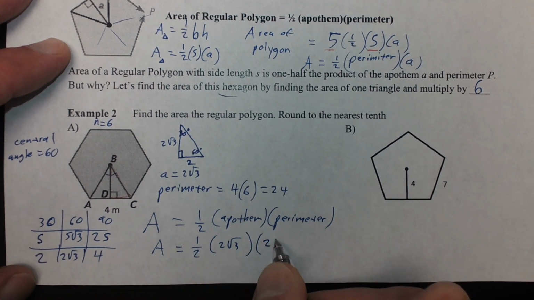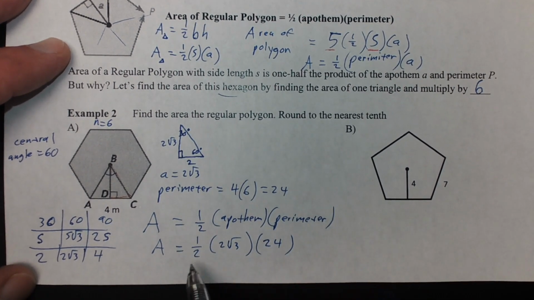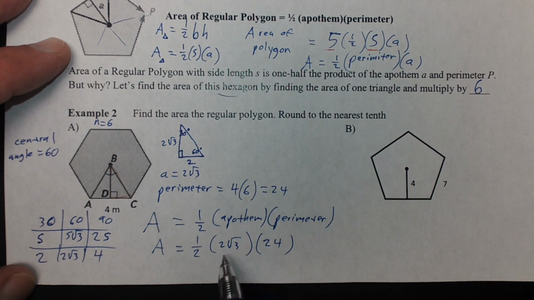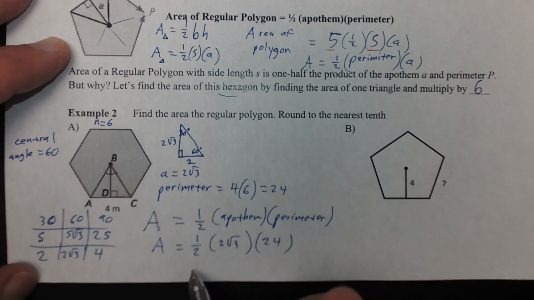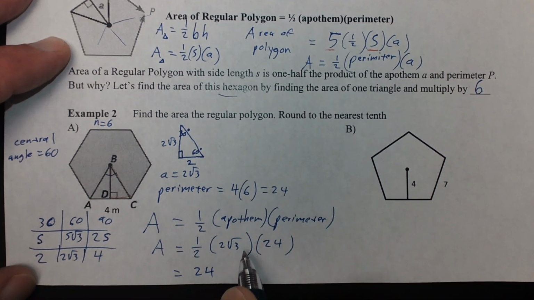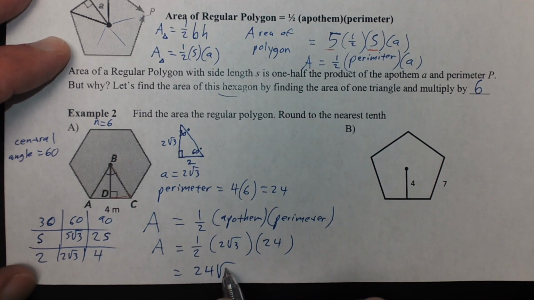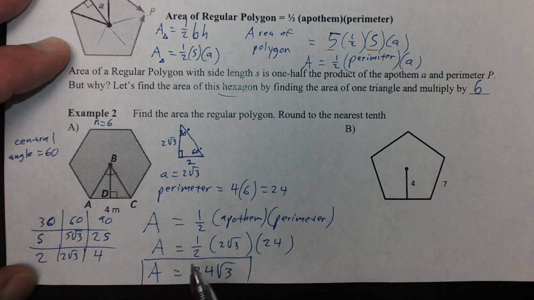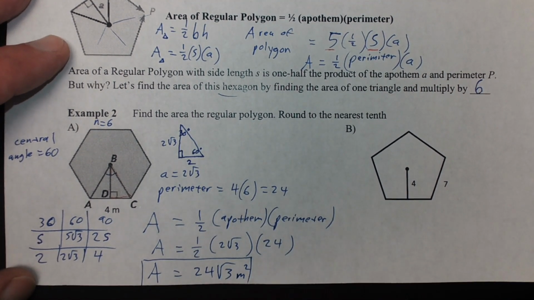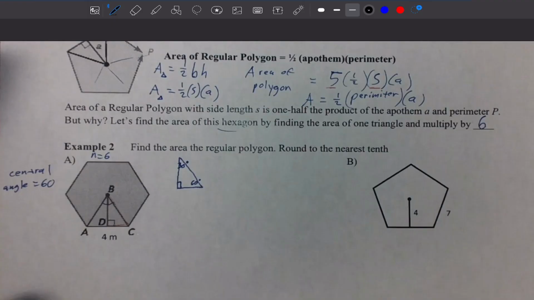The perimeter we just said is 24. So it's a matter of multiplying all that out, and you can do that however you want. I'm going to do 1/2 times 2 is 1. 1 times 24 is 24. And then root 3 was still being multiplied. So our area is really 24 root 3. And we were in meters for one side, so the area must be in square meters.